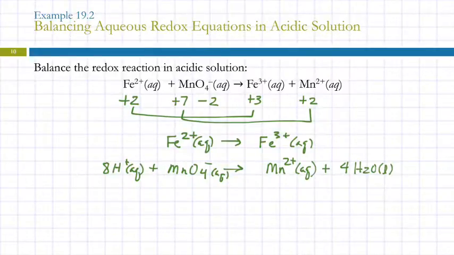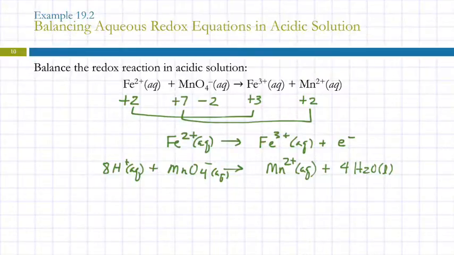The next thing is to balance the charges. So here I've got +2 and +3. They're not going to be 0 on each side. I just need to make them the same. So if I add 1 electron to the product side, then I've got my +3 and -1 adds up to +2, and it's balanced.